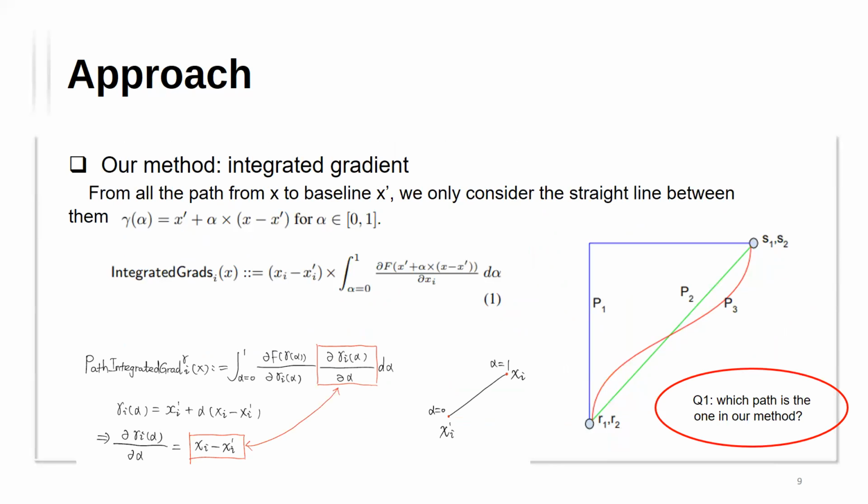So their method is called integrated gradient, and from all the paths available, they only consider the straight line between baseline and input. So the path is just P2, straight from the baseline.